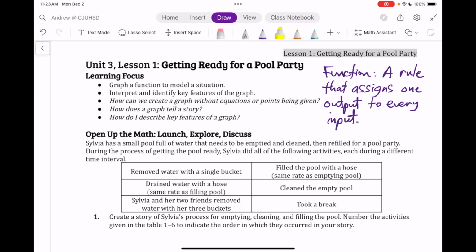Before we begin, take this definition of a function and copy it into the back of your workbook. A function is a rule that assigns one output to every input.